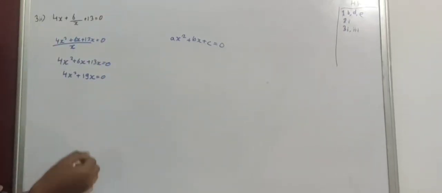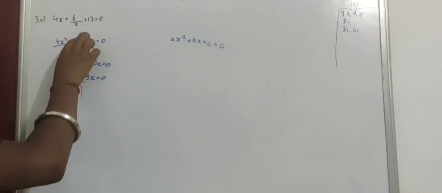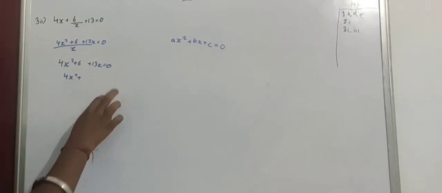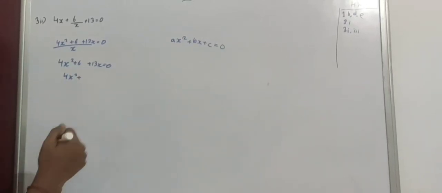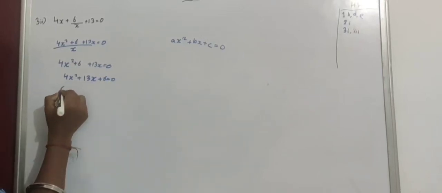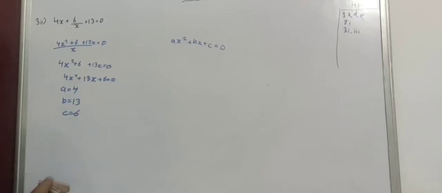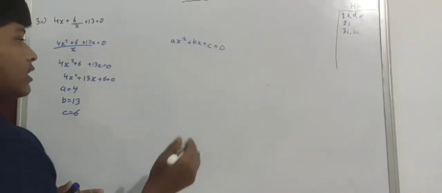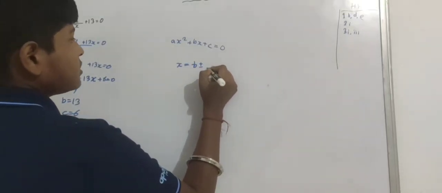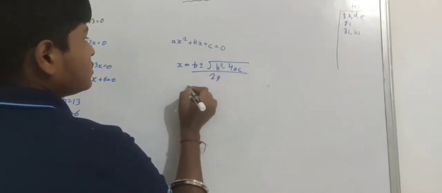There will be no x with 6. Now we have 4x square plus 13x plus 6 is equals to 0. Now you can do middle term split, but comparing with x square plus bx plus c, we have a is equal to 4, b is equal to 13, and c is equals to 6. So now solving it this side, we have x equals to minus b plus minus under root b square minus 4ac divided by 2a.